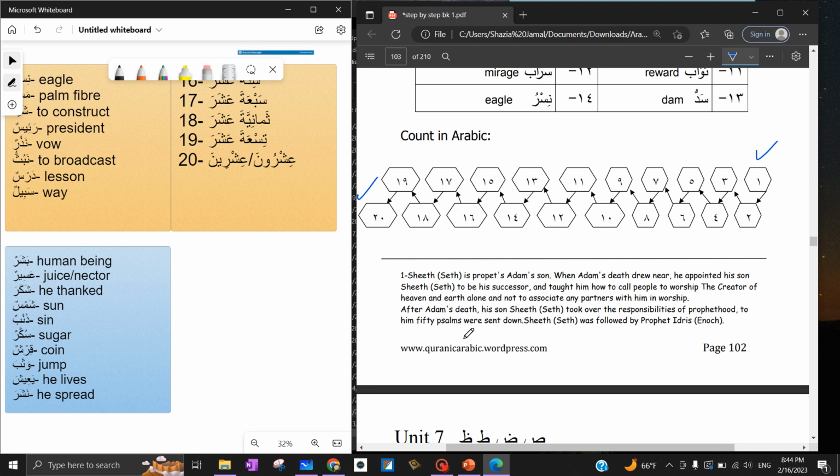To him, 50 pages were sent down. Means at that time, the books, just like we have the Injil, Torah, Zabur and Quran, were not sent. At that time, pages were sent, and you can say it's the wahi from Allah subhanahu wa ta'ala. Sheeth was followed by Prophet Idris. So this is a small piece of information about Prophet Sheeth.